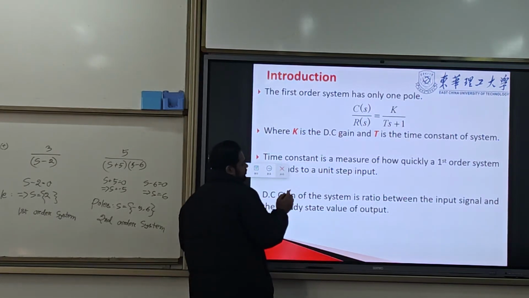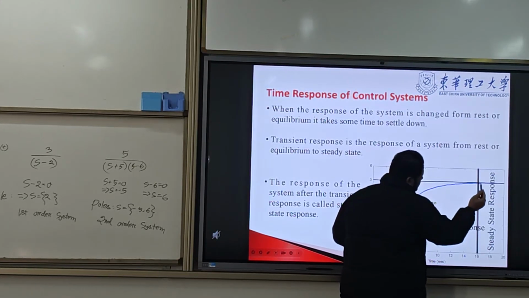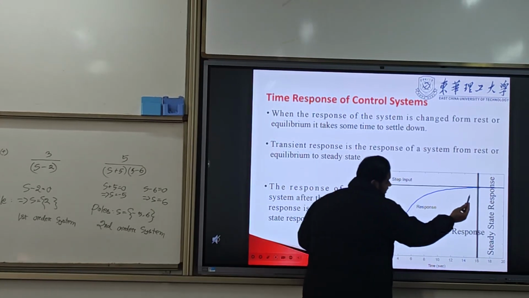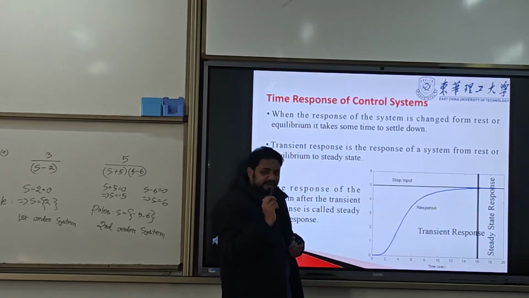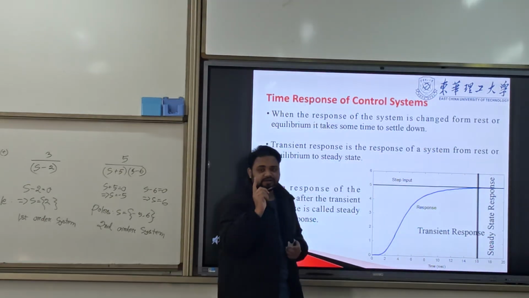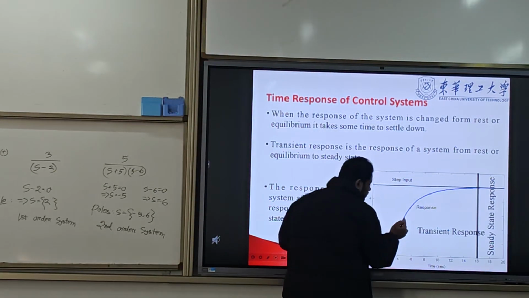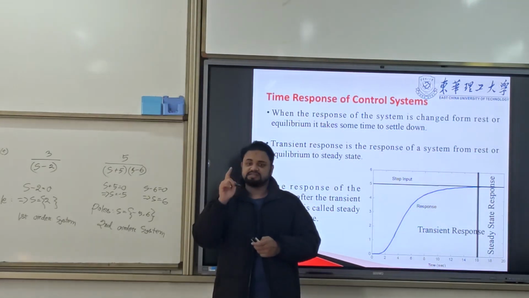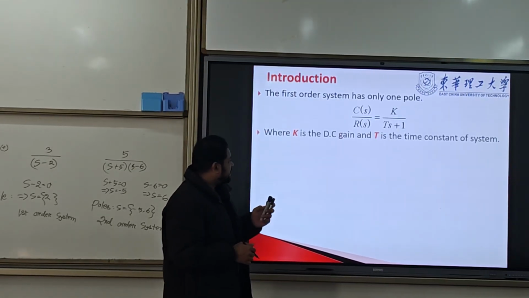What is that steady state output? Look at this. This is the steady state output. Here, that is the steady state output. This is also an output, but it is not a steady state. Here, this is the steady state output. So when the output reaches this point, we will measure the gain, output by input. Not here, not here, not here. Only at this point. Only at the steady state point. So K is the gain and T is the time constant.